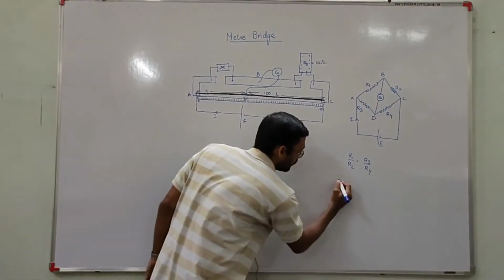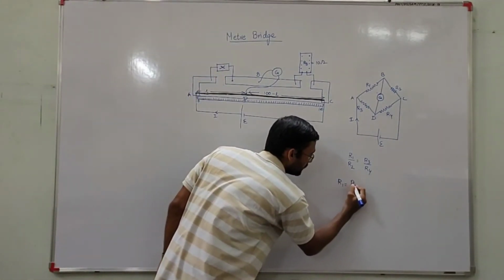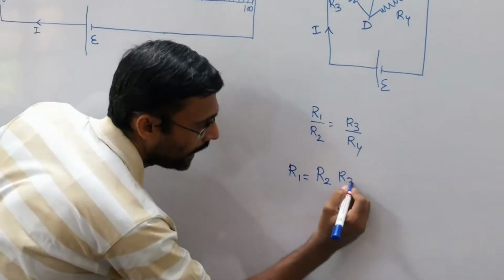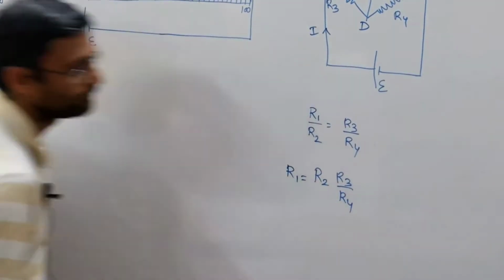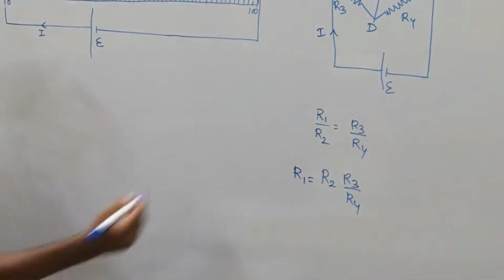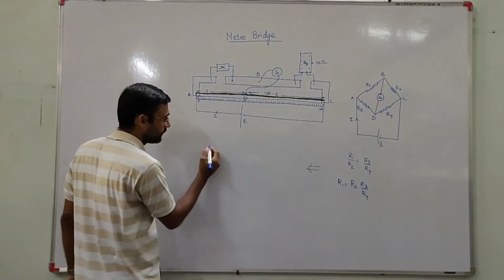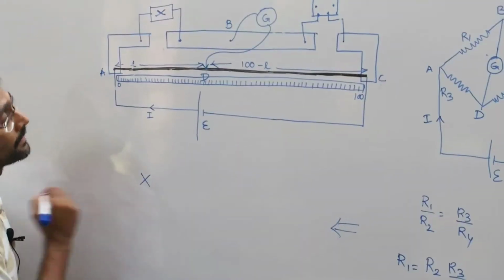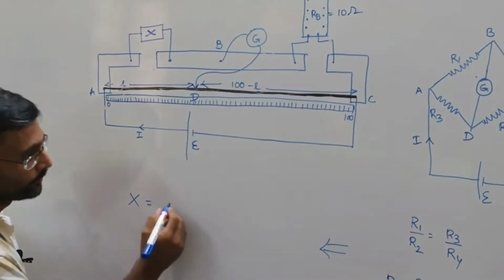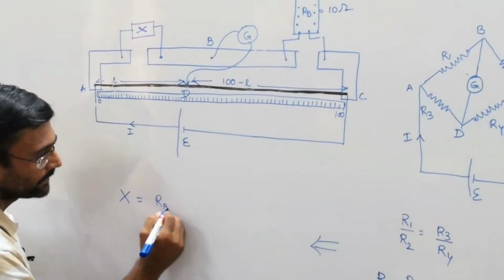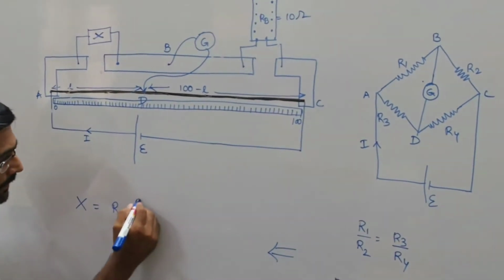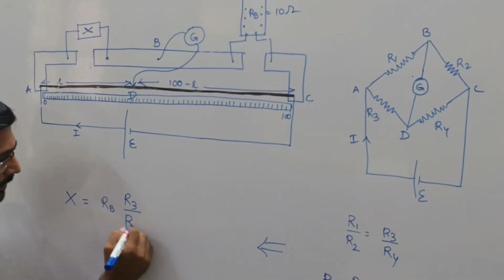So over here, R1 can be represented as R2 into R3 upon R4. So we will use this principle in the meter bridge. Instead of R1 I will write X, that is equal to, instead of R2, as I said, it is RB into R3 upon R4.